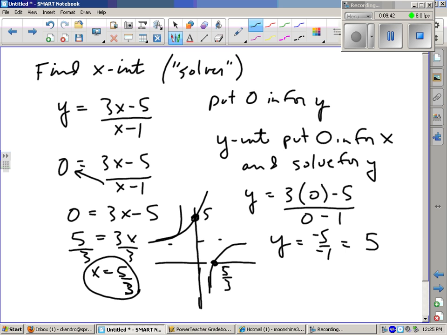Okay, so those are the couple of main things I wanted you to know: limit notation, and then finding the x and y intercepts. The rest you'll be able to do on the calculator. We'll practice that tomorrow.